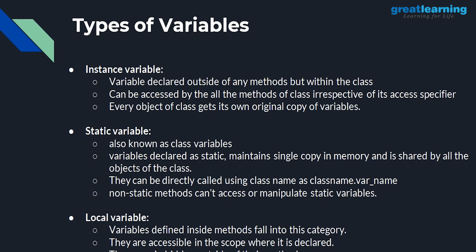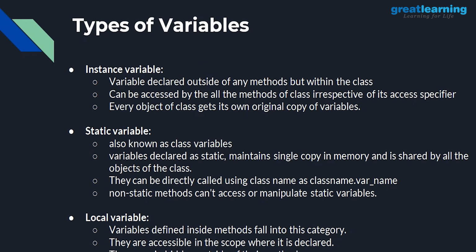So every object gets its own copy of variables. In the object student1, the roll number will be associated with it, and the name will be associated with that roll number. Then we can call that method with the help of this object. So this is the instance variable, whatever we create with the help of objects.